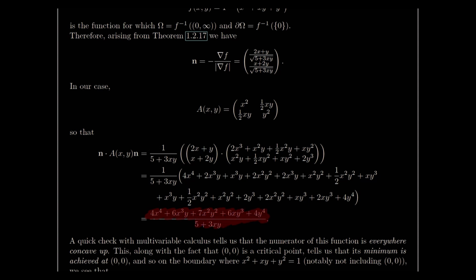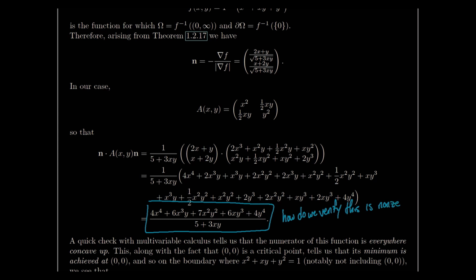It's not great. It's not terrible. It's a quartic in x and y. We need to verify that this is non-zero. Okay, so you actually compute it, but now we must verify that this is non-zero. How do we verify this is non-zero on the entire boundary? It's not the hardest, but we do have to be careful. First, let's verify that we never divide by 0 on the boundary.